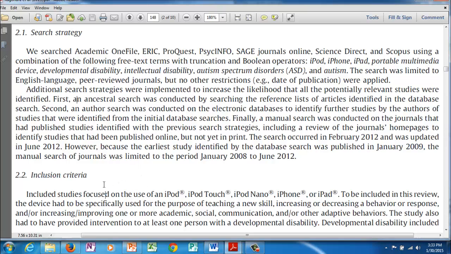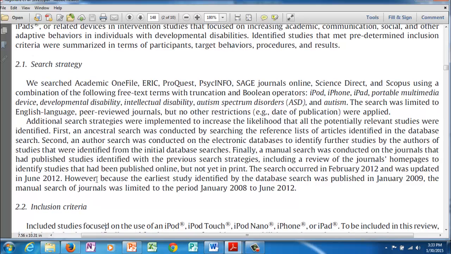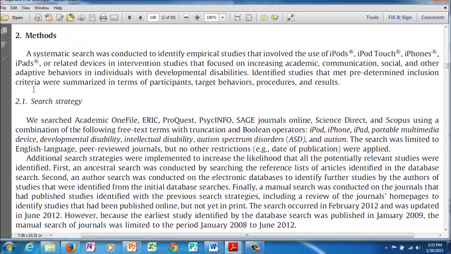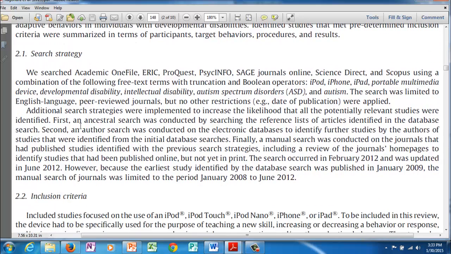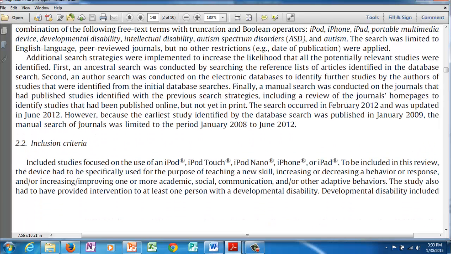And now let's look at the next subsection. We're still in the method section. We looked at search strategy, and now let's see, how did they decide which studies they included? How did they know which ones to include in their review? Well, they had some inclusion criteria, and you're going to need to set up some inclusion criteria for your study as well.